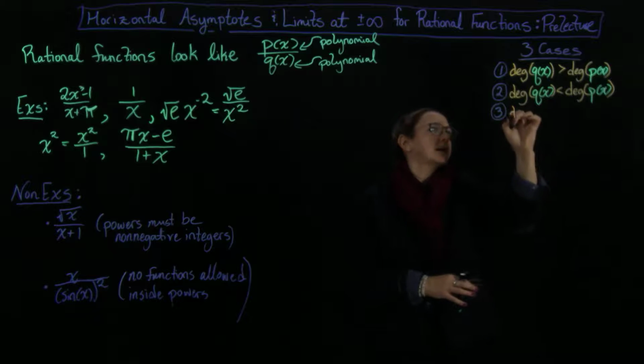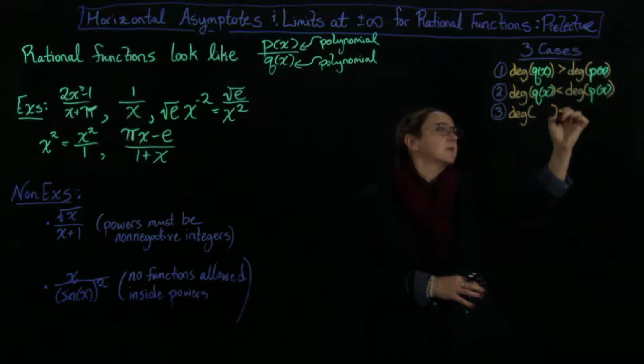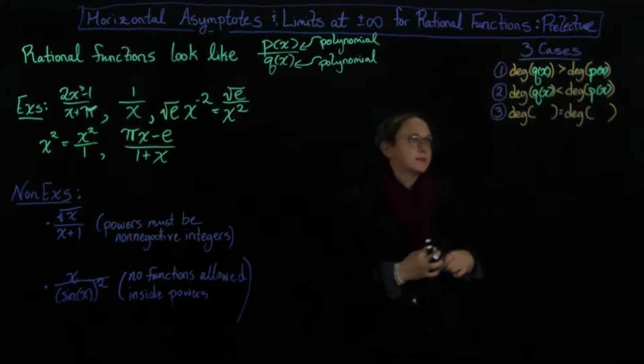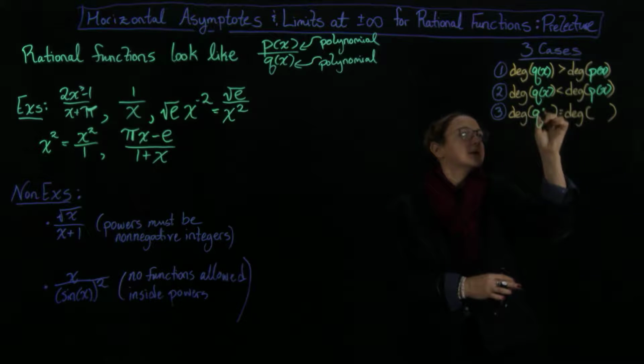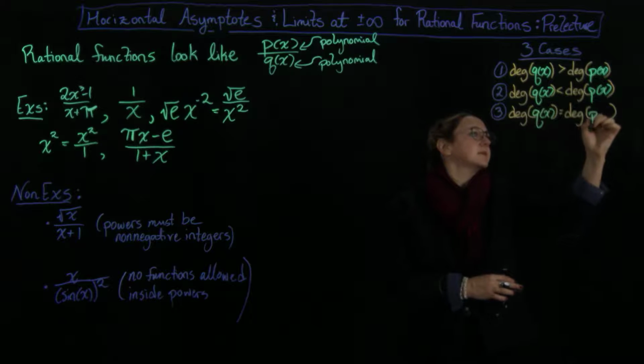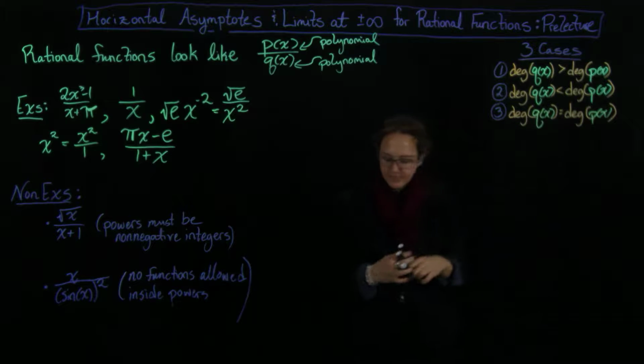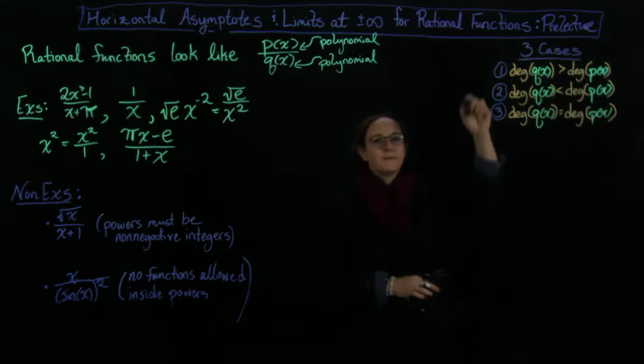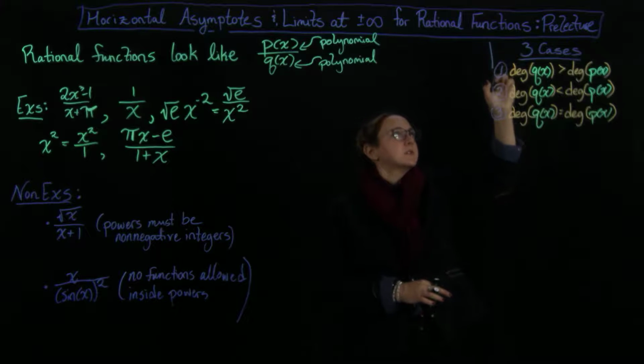So the last circumstance will be where those degrees are equal to each other. Then we're going to go through a reminder of what degree is here. So we have Q of x, the bottom, is the same degree as the top. Okay, we're going to put that in a nice little box for ourselves so that we can refer back to this over the next few lectures. These are our 3 circumstances.